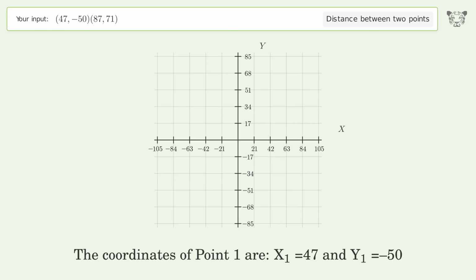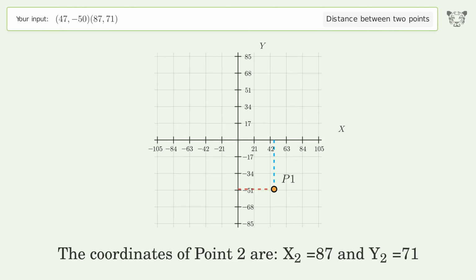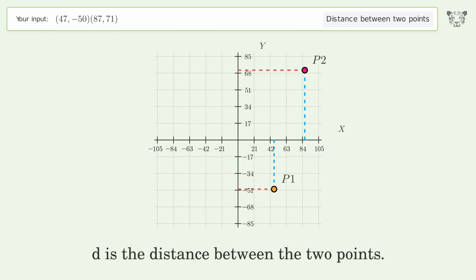The coordinates of point 1 are, x1 equals 47 and y1 equals -50. The coordinates of point 2 are, x2 equals 87 and y2 equals 71. D is the distance between the 2 points.